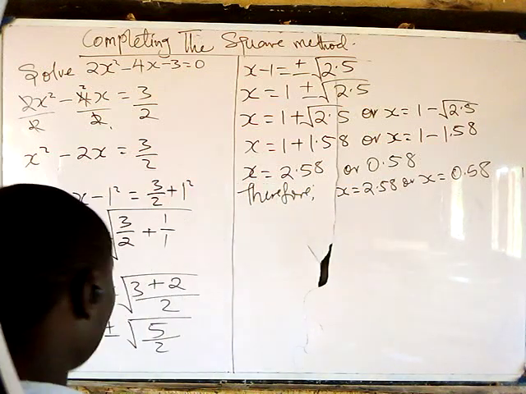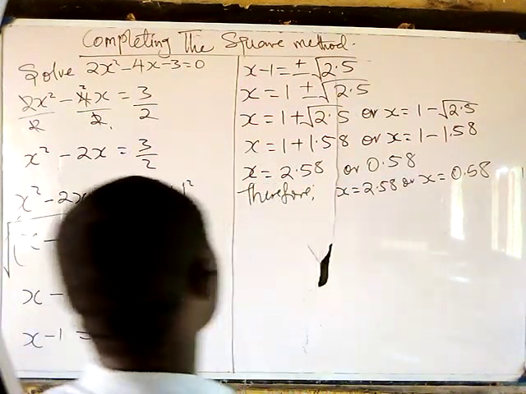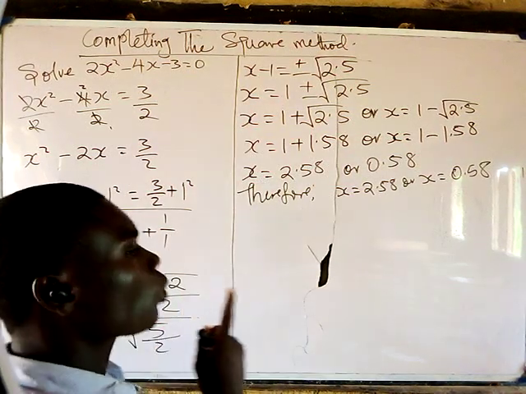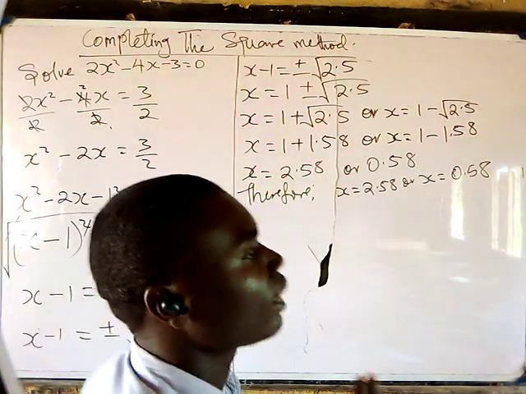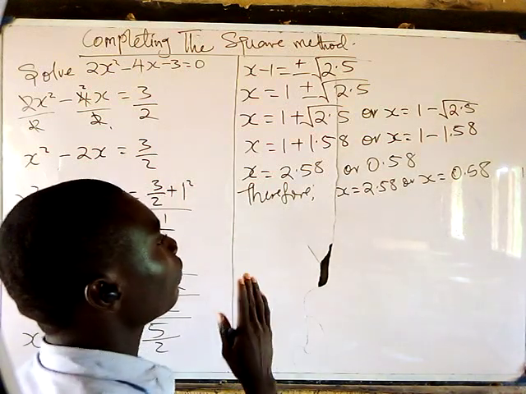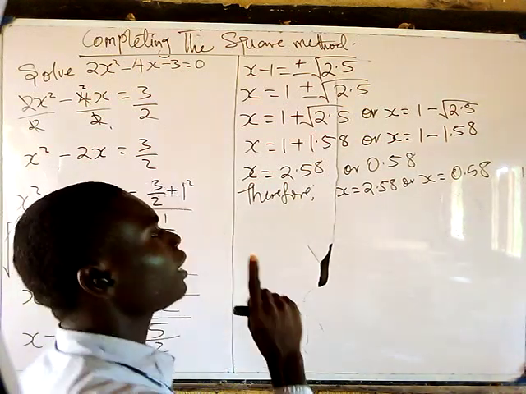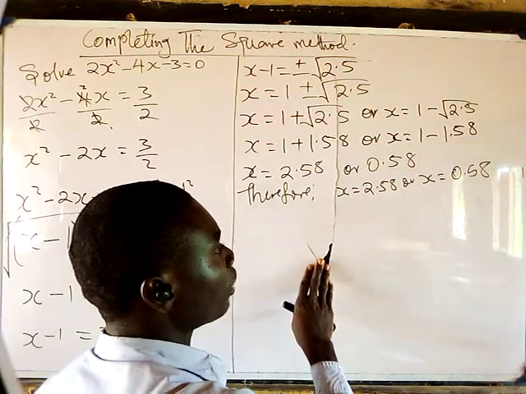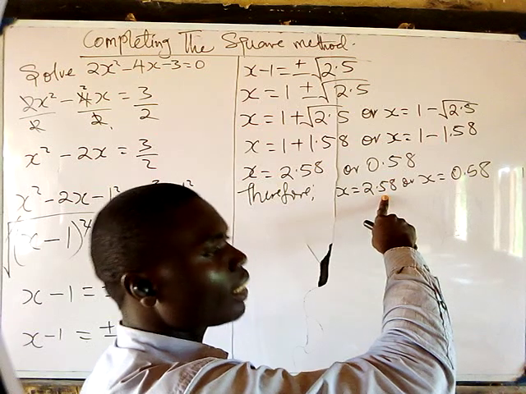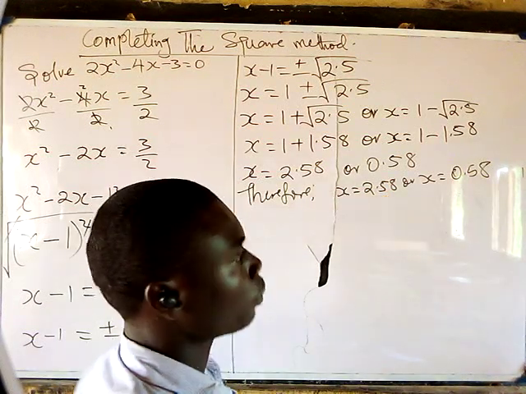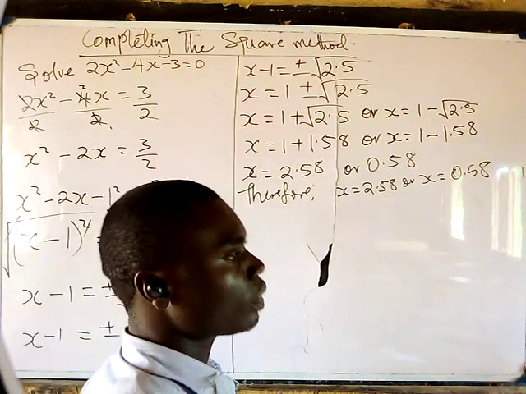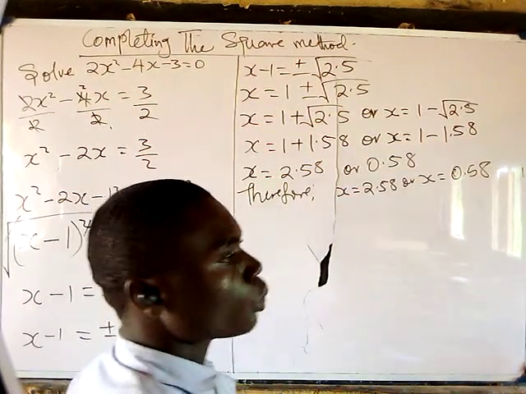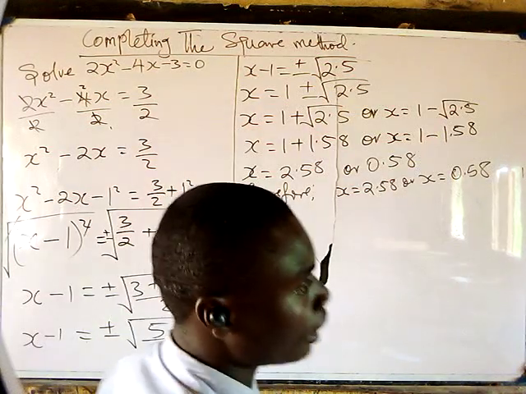So the answer we have here and the answer we had when using the quadratic formula are completely the same. The only difference that you will encounter is that in the case of the quadratic formula, we did not express our answer in decimal form. Is that understood? But when you decide to go further to express it in decimal form, certainly you are going to have exactly something like this.